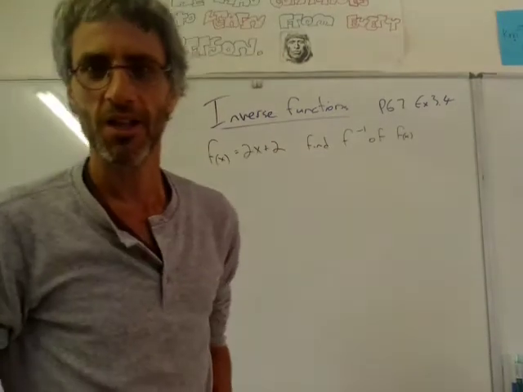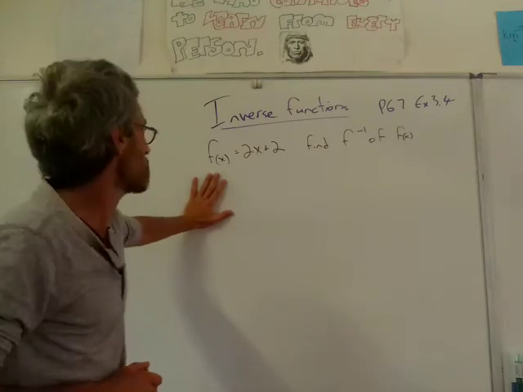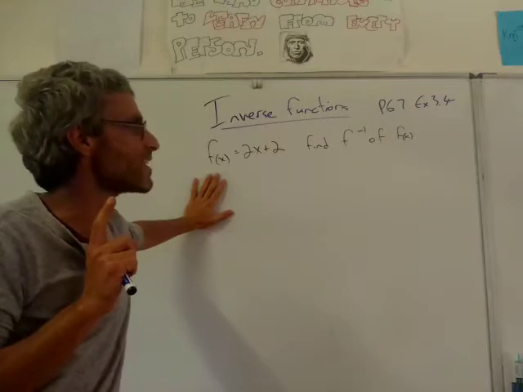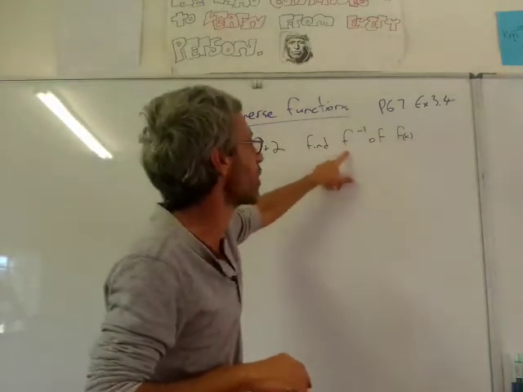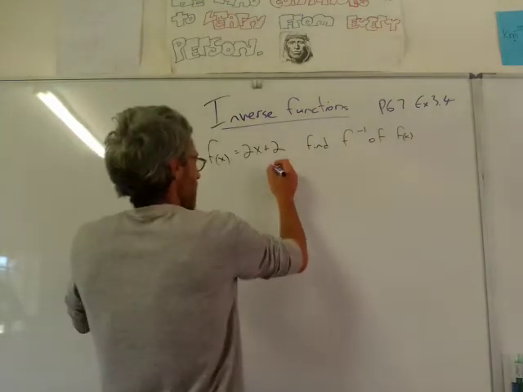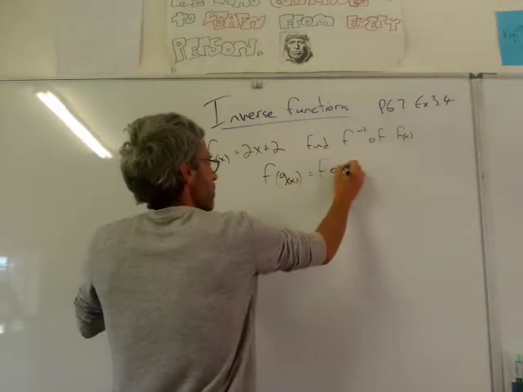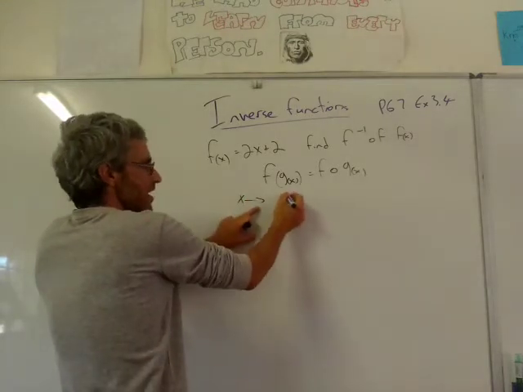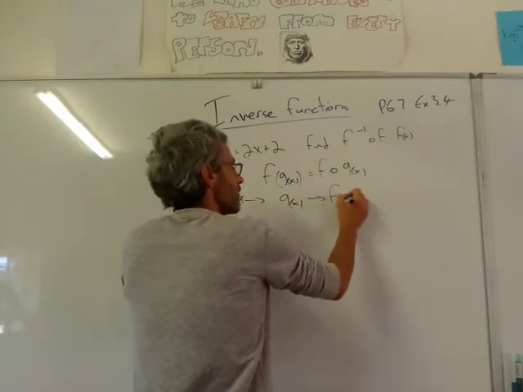Our last example is quite an interesting one. We're given a function, 2x plus 2, and we want to find not the inverse function f minus 1 of x, but a composite function, f minus 1 of f of x. Remember, we did that last week. We looked at things like f of g of x. So we're basically taking an x, activating g on it, and then doing f of g of x.